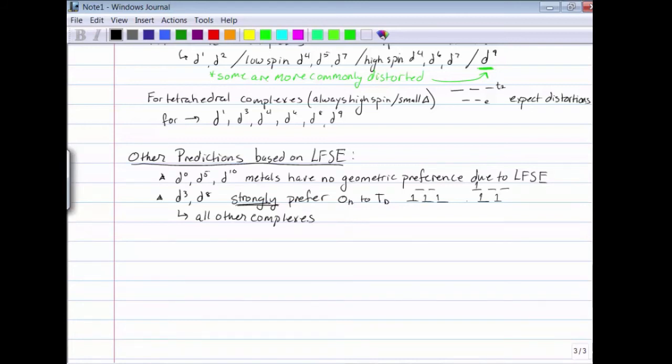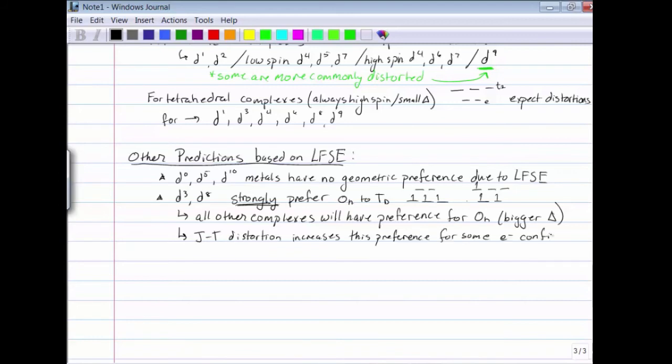So there will always be some preference based on ligand field stabilization energy for any metal complex that has ligand field stabilization energy. And the Jahn-Teller distortion actually increases the preference for some electron configurations for something other than tetrahedral. And this is especially the case for d9 and also for d4, but mostly d9.